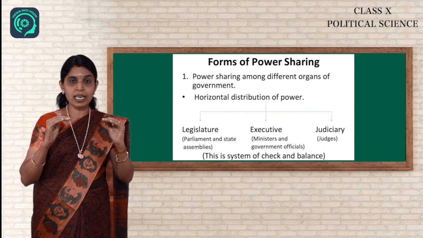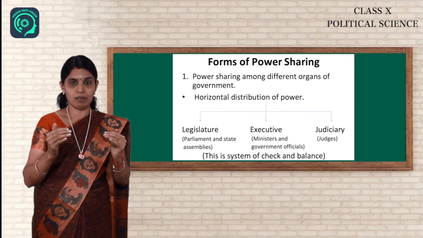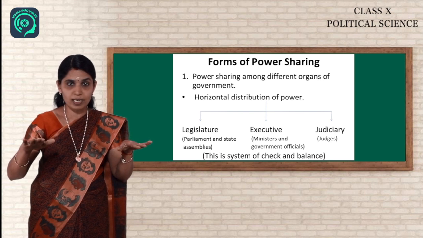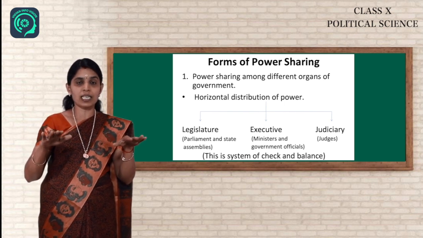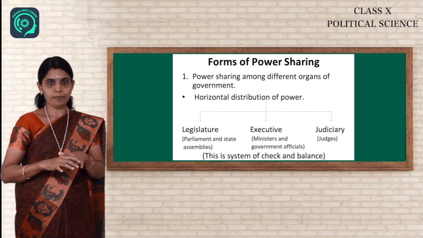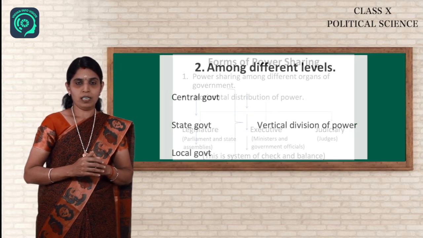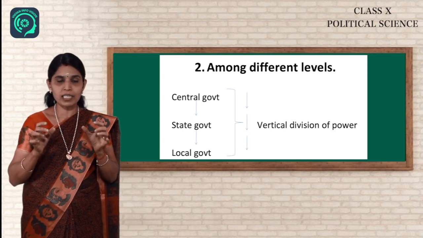This power sharing among different organs of the government is also called horizontal distribution of power sharing and the system of check and balance. Now we can go to the second form of power sharing. Power sharing among different levels of the government.